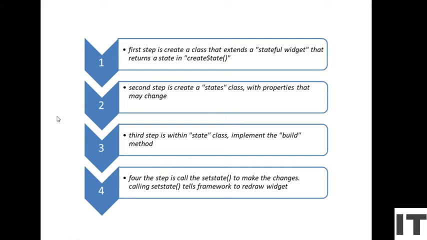Fourth step is call the setState to make the changes. Calling setState tells the framework to redraw the widget. This step calls the setState method to make the changes to the widget as applicable. Now calling the setState method simply tells the framework to destroy the older widget and redraw the new widget that reflects the changes in the user interface of the application, which is visible to the user.